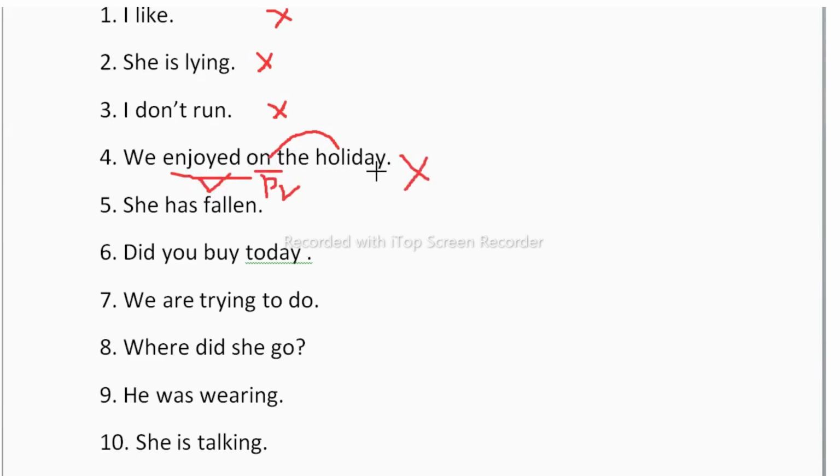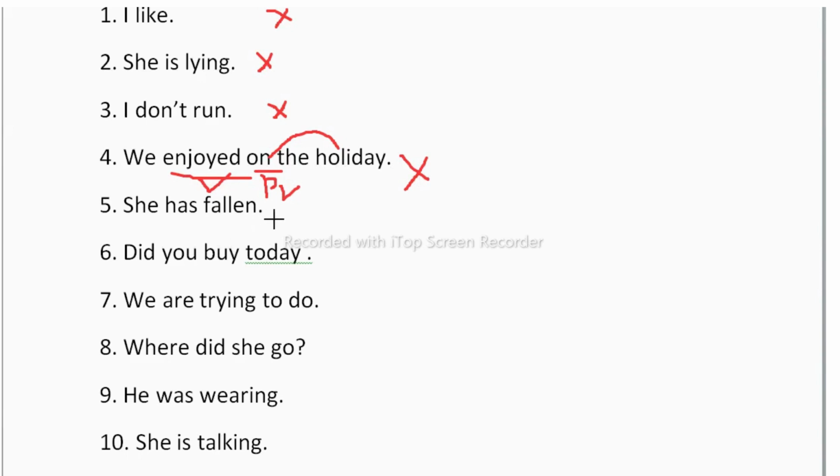We enjoyed on the holidays here. If it were "We enjoyed the holidays," we could change it into passive voice as "The holidays were enjoyed by us." But this is an intransitive verb, because after "on" this object is the preposition's object, not enjoyed's object. Now let us see the fifth one.